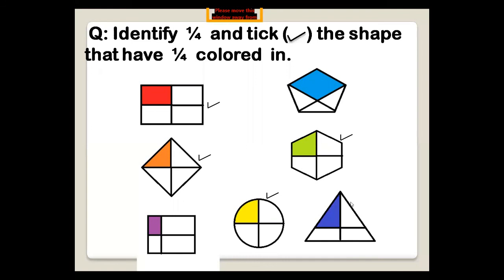This is a triangle. Is it divided into four equal parts? No, it is not divided into four equal parts, so we will not put the tick on it.